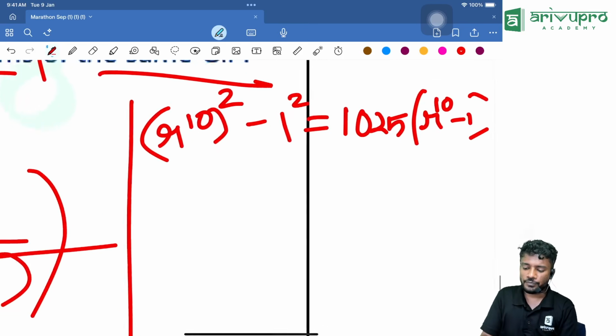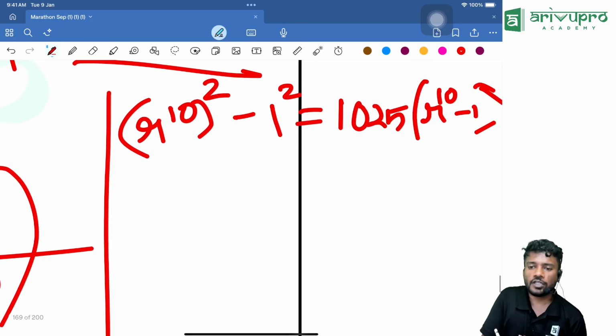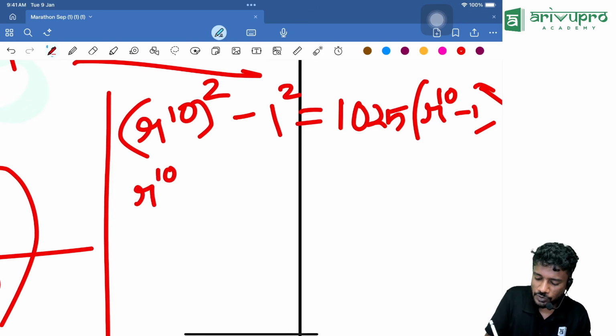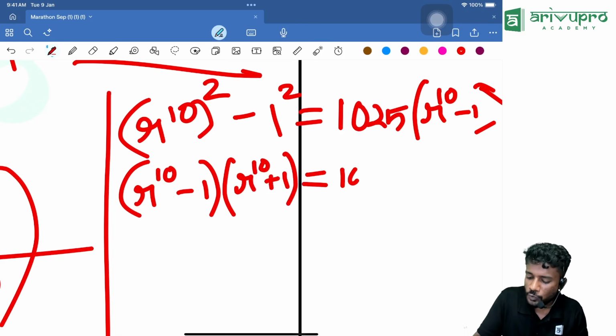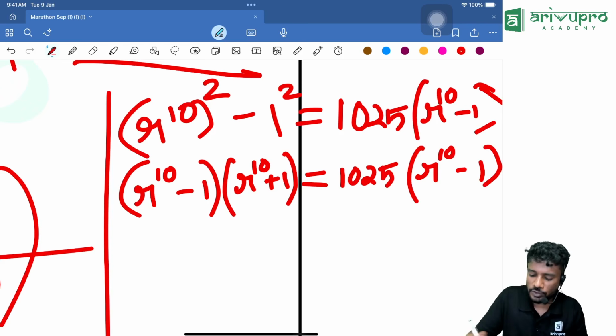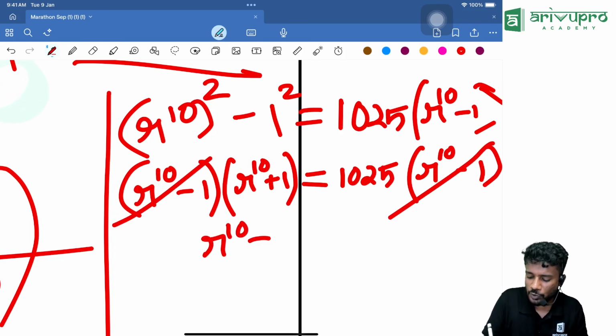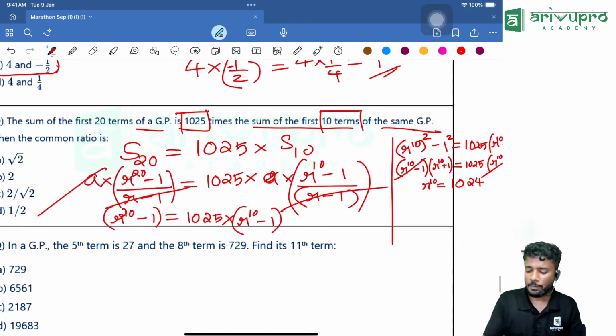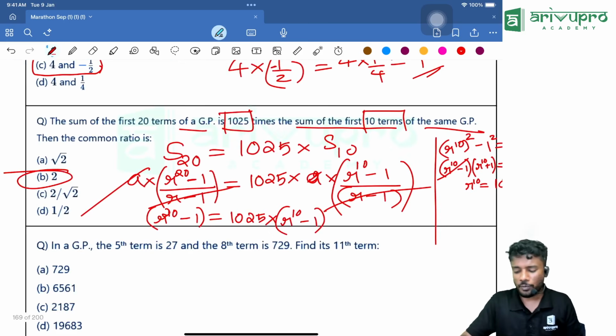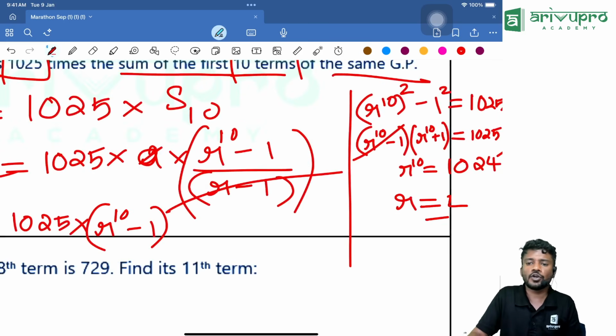Now look here. This is of the form a square minus b square. So can I write it as r raised to 10 minus 1 into r raised to 10 plus 1, which is equal to 1025 into r raised to 10 minus 1. What all things will get cancelled? This and this will get cancelled. Then r raised to 10 is equal to 1024. Now you can option hit. You will get a better answer. The answer is option B. r is equal to 2.